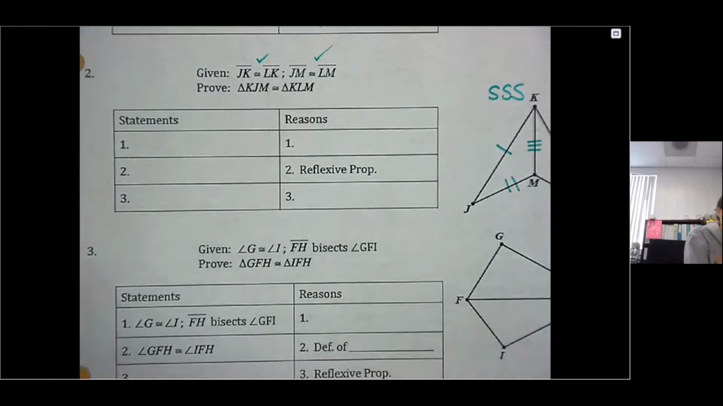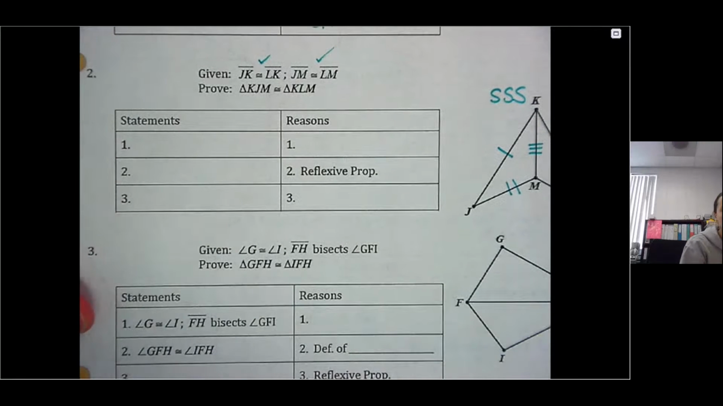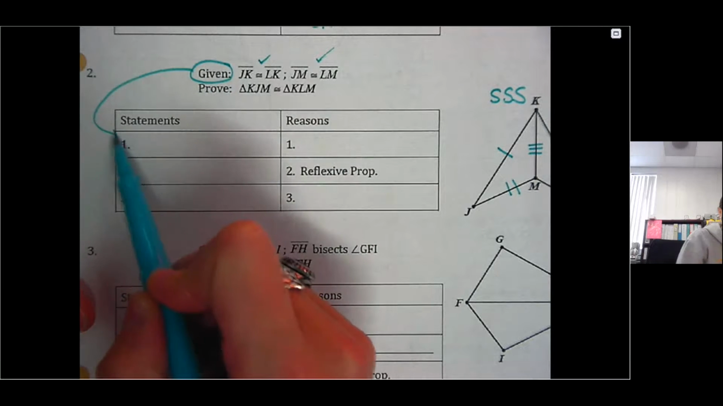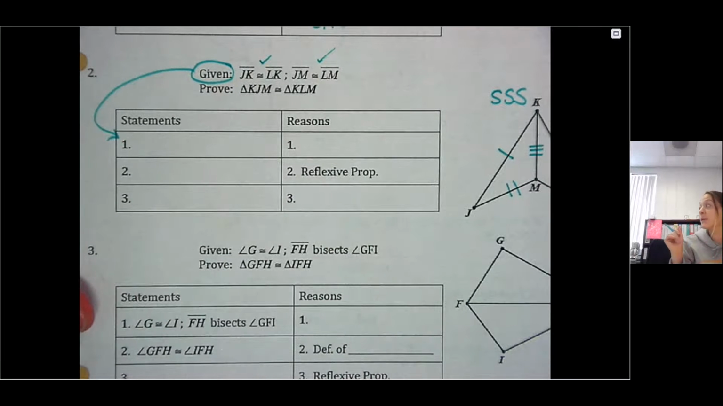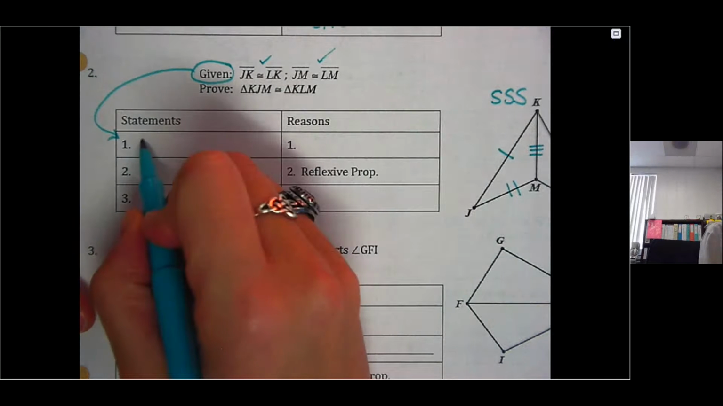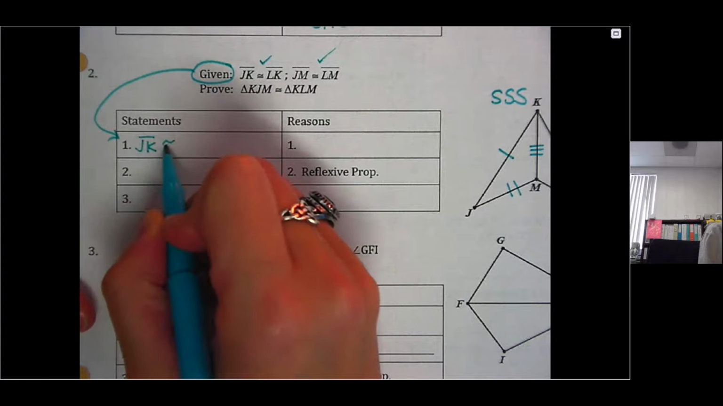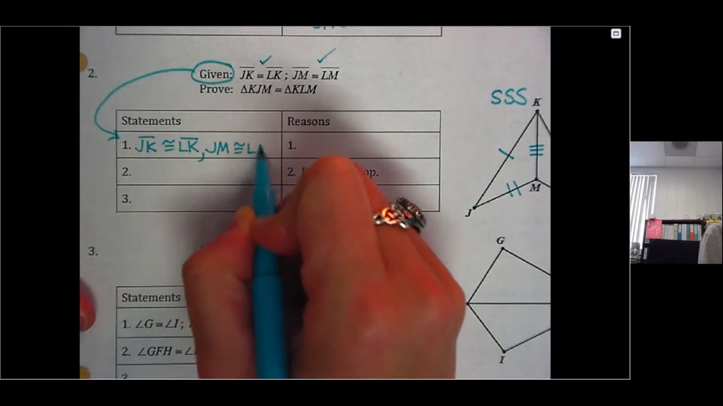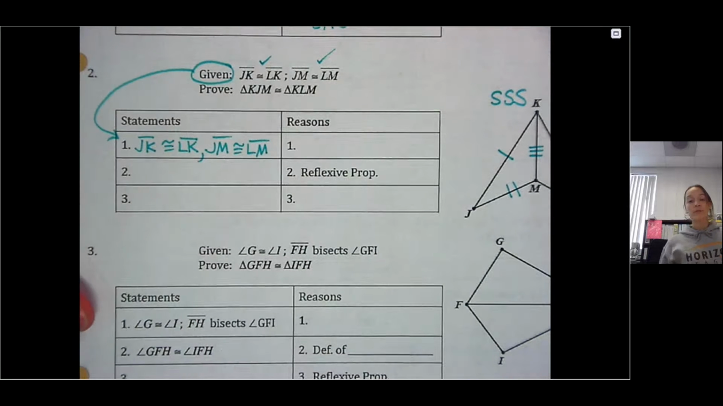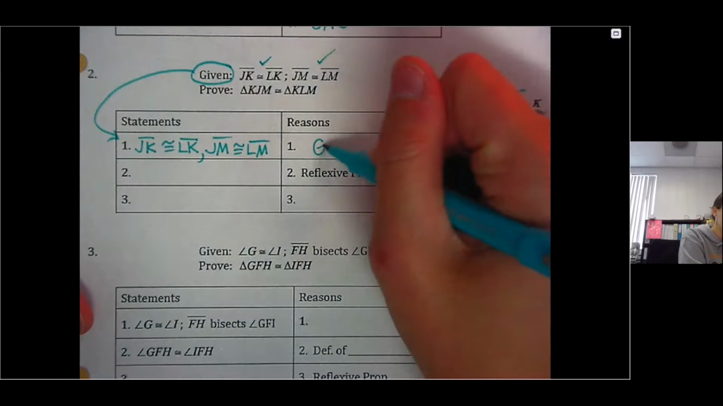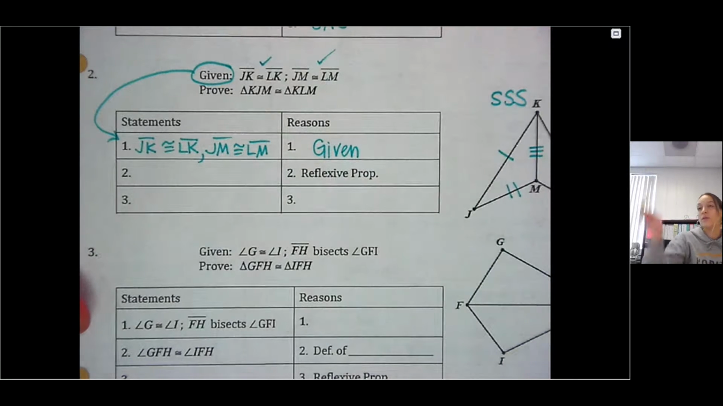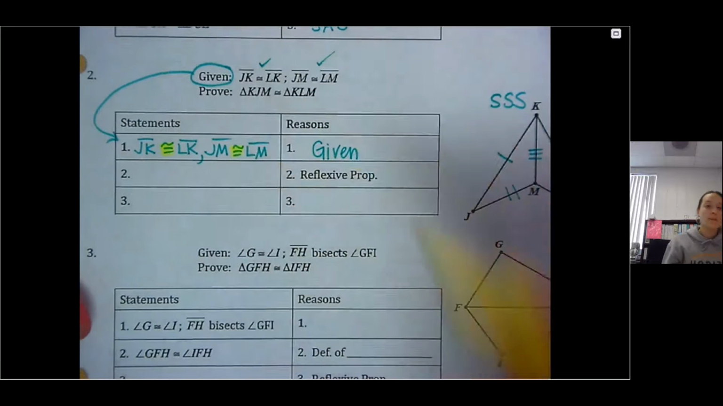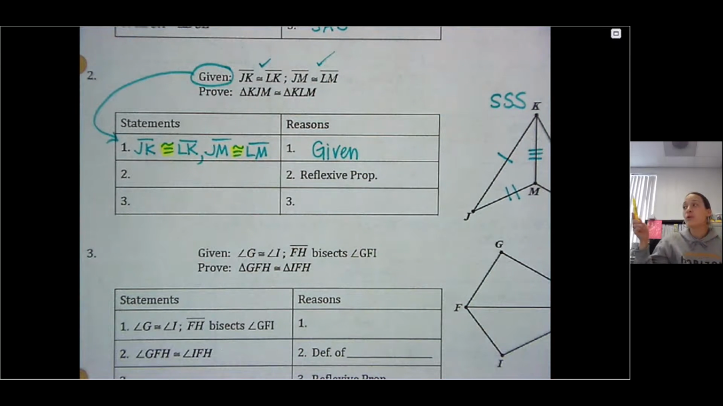So, number 1, what do I start with? Yep, put it all into one sentence. Literally copy it down. L, K, J, M, L, N. And what's your reason? Careful. Given. Okay, and I already see some congruent symbols, so it's time for you to highlight. Mark it up. Exactly. So now you got 2, still need 1 more.